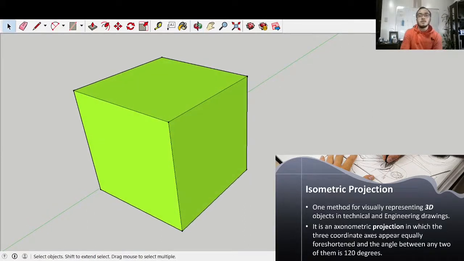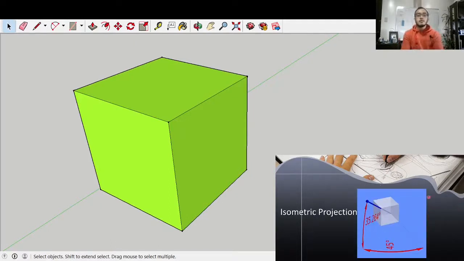It is also said here that the angle between any two of the axes would be equal to 120 degrees. So once again, if you look at this object directly from this point, this angle should be equal to 120 degrees, as well as this part right here, 120 degrees, as well as this part, 120 degrees. So where would that location be?